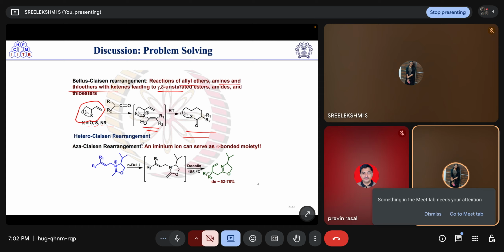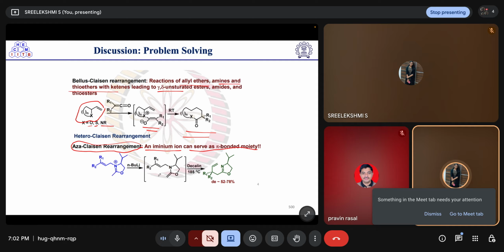Now, another classification is the hetero-Claisen rearrangement. One among that is the Aza-Claisen rearrangement. As the name suggests, the Aza-Claisen rearrangement moves through a nitrogen atom. So here what is happening, an iminium ion can serve as the pi-bonded moiety. In all the previous cases what we saw was an alkene acting as the pi-bonded moiety where only carbon was present, but here an iminium ion can serve as the pi-bonded moiety.